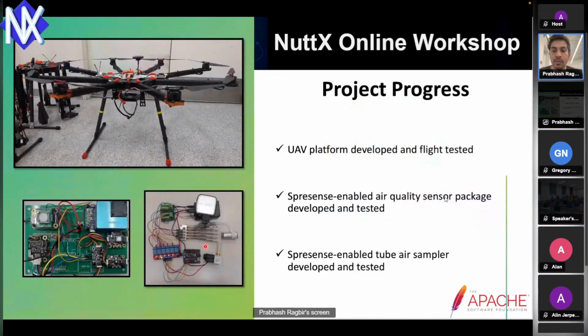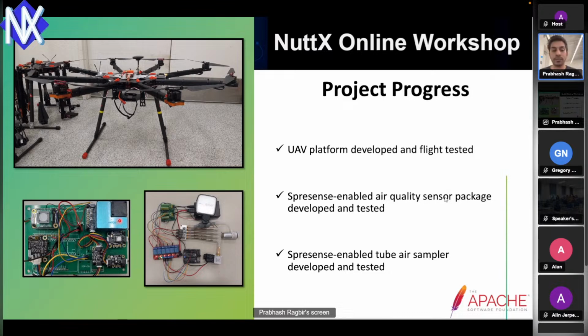So what have we done so far? Up until now, we have developed the UAV platform. That's what you see up here. It has already been flight tested. And then we have developed two systems for detecting chemicals. The first one on the left here is an air quality sensor package. And so this has different sensors, I'll get into it in a little bit, different sensors for detecting different chemicals.